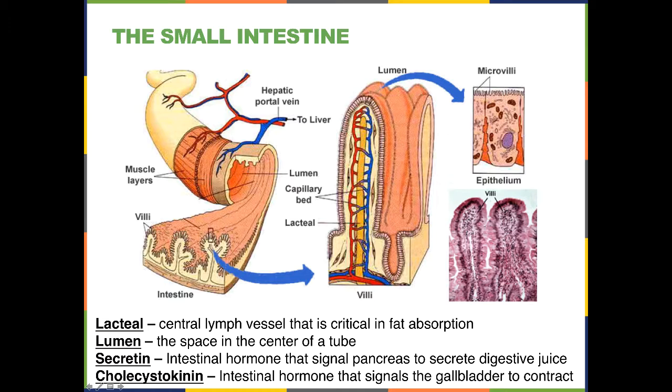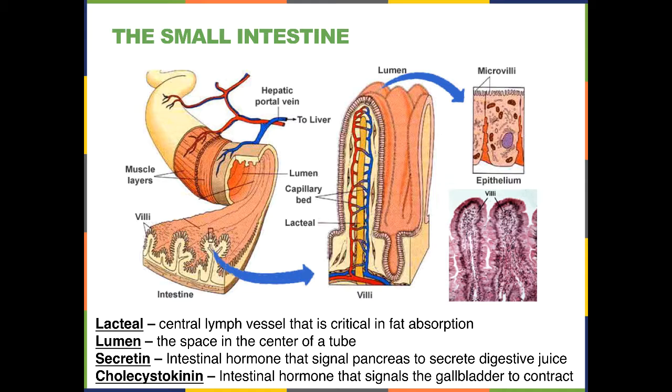And in the proximal part, in the duodenum, the intestine secretes something called secretin, and secretin tells the pancreas to add its digestive juices to the mix. And we'll talk about what the pancreas produces in just a minute.